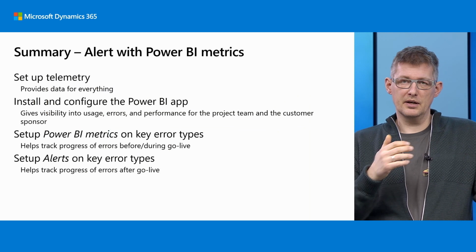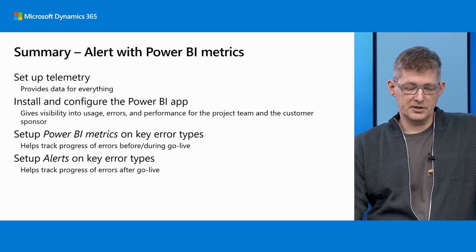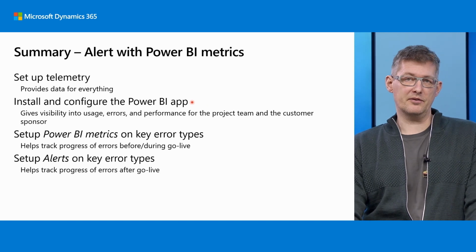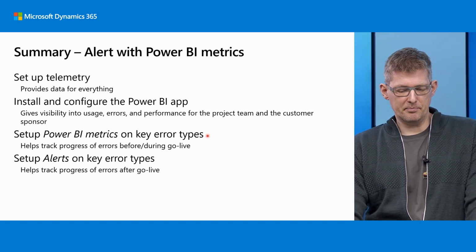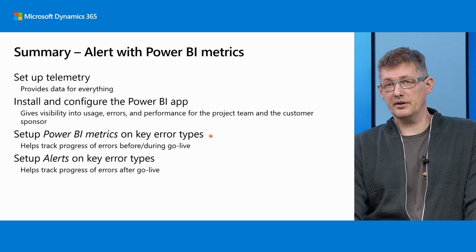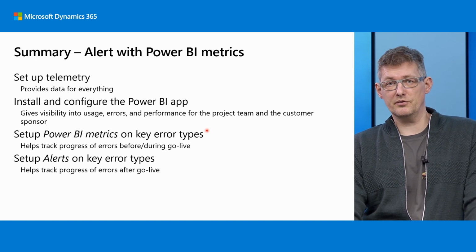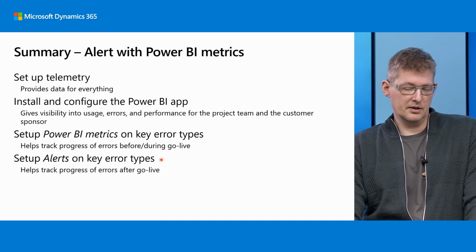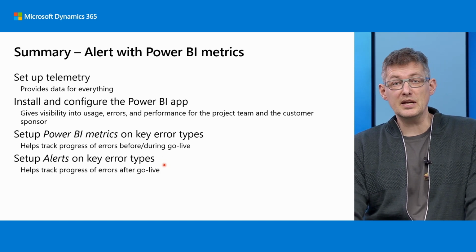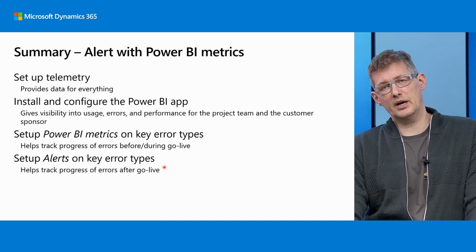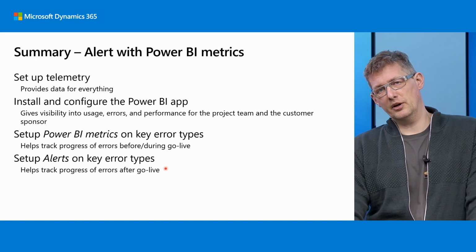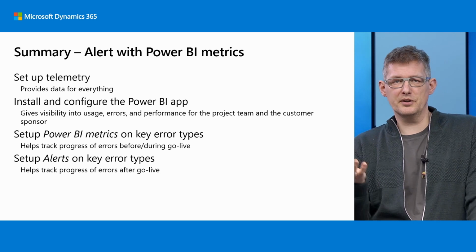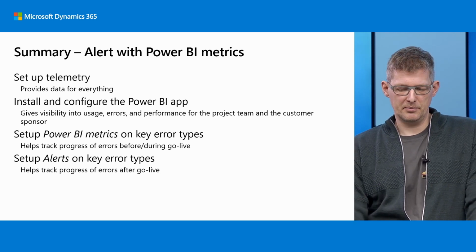So to summarize, alerting with Power BI Metrics: set up telemetry, install the Power BI app, you need that for Power BI Metrics. Set up metrics, especially for go live or for some errors that are important for you to track. And if you want to track other things, you could do it with Power BI Metrics. You can even keep these after go live to have some alerting happening. So if things happen, you actually know before it's getting to be a big problem.